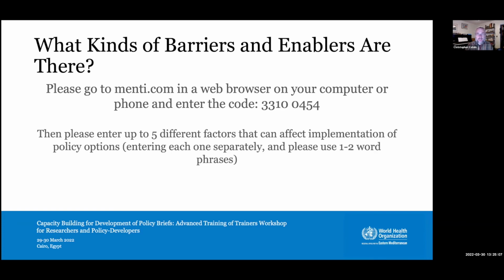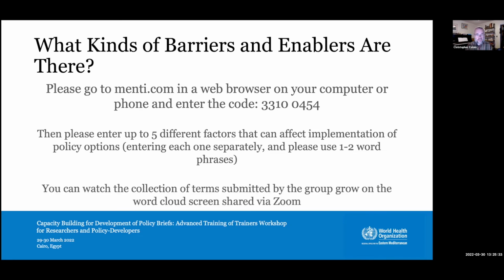Okay. And then what I want you to do is enter up to 5 different factors that can affect the implementation of policy options, or at least 1 or 2 factors. This is just an initial brainstorm. Enter each one separately, and please use short, 1 or 2 word phrases so the screen doesn't get too crowded. And then I'm going to try to show you the answers as they're submitted.